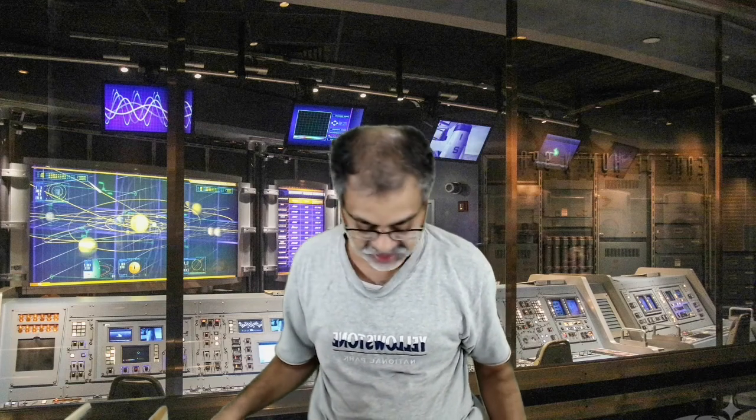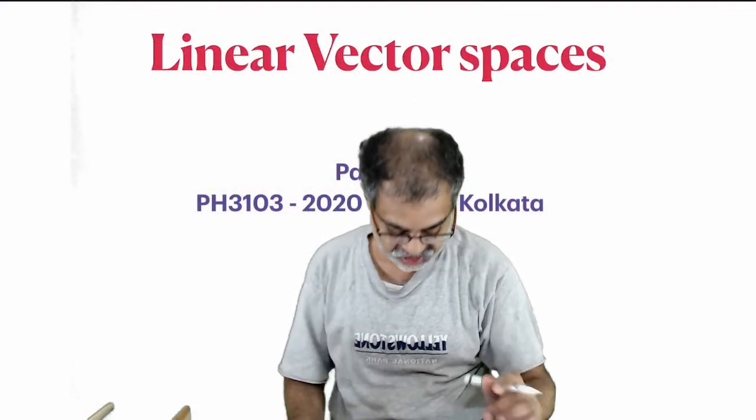Okay, let's continue with our lecture on linear vector spaces. We have been looking at the various properties of eigenvectors, and let's take a quick example before proceeding any further. So let's consider in R2 a matrix which is producing a rotation with an angle theta.